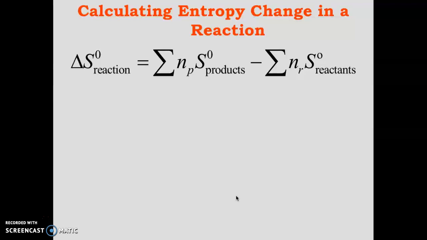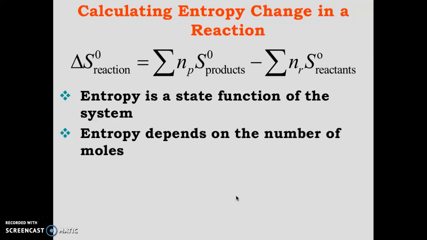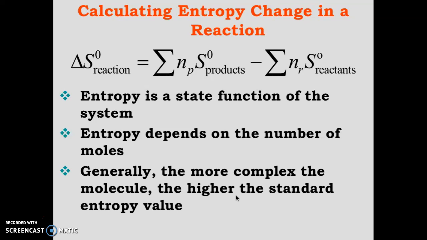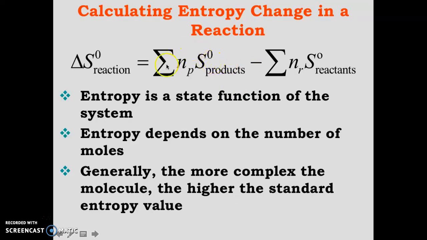All right, so what is another way that we can determine delta S other than that equation that we've been using? Well, we can also use Hess's law. Because delta S, entropy, is a state function, it doesn't matter how we get there. So we can just, again, take our reactants completely apart, reorganize them, and look at the entropy change. So entropy, again, is dependent on the number of moles. And generally, the more complex the molecule is, the higher the entropy value. So what we're looking at here, again, is the entropy of our products compared to the entropy of our reactants.